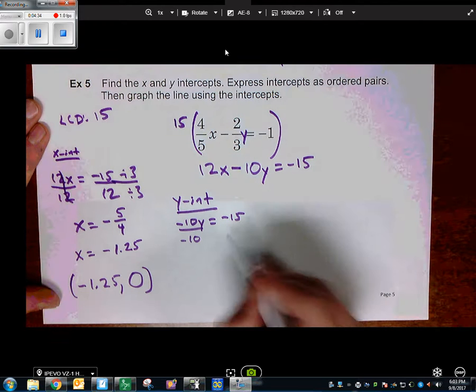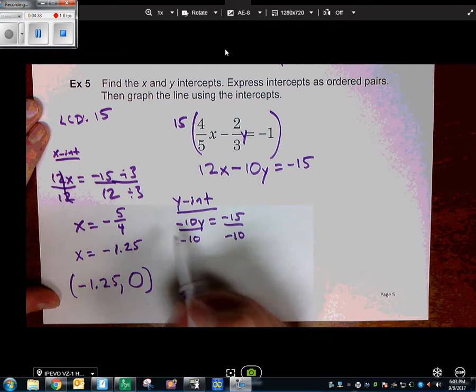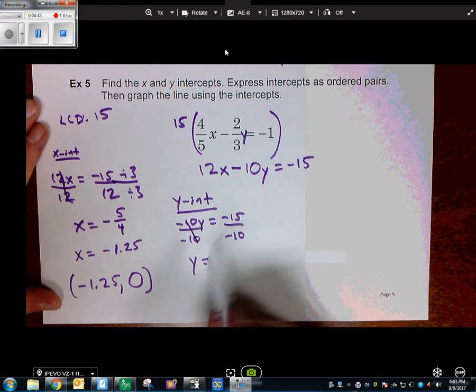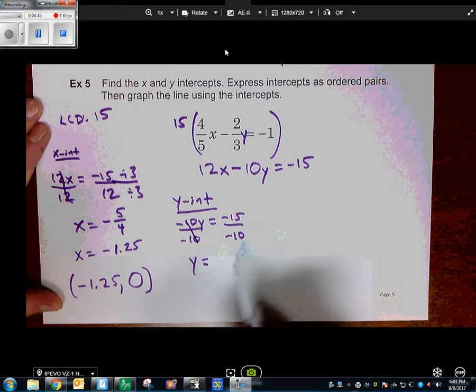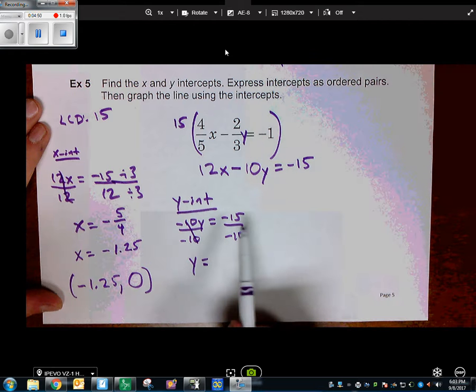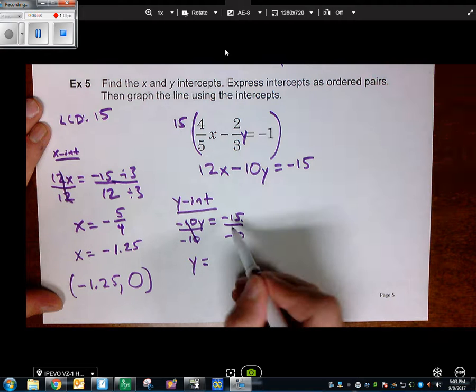Divide both sides by negative 10 to unglue that negative 10 that was multiplying the y. To undo multiplication, we divide. That's the inverse. Division is the inverse of multiplication. And a negative divided by negative is a positive. When you divide a number by 10, it's the same as moving the decimal point one place to the left.